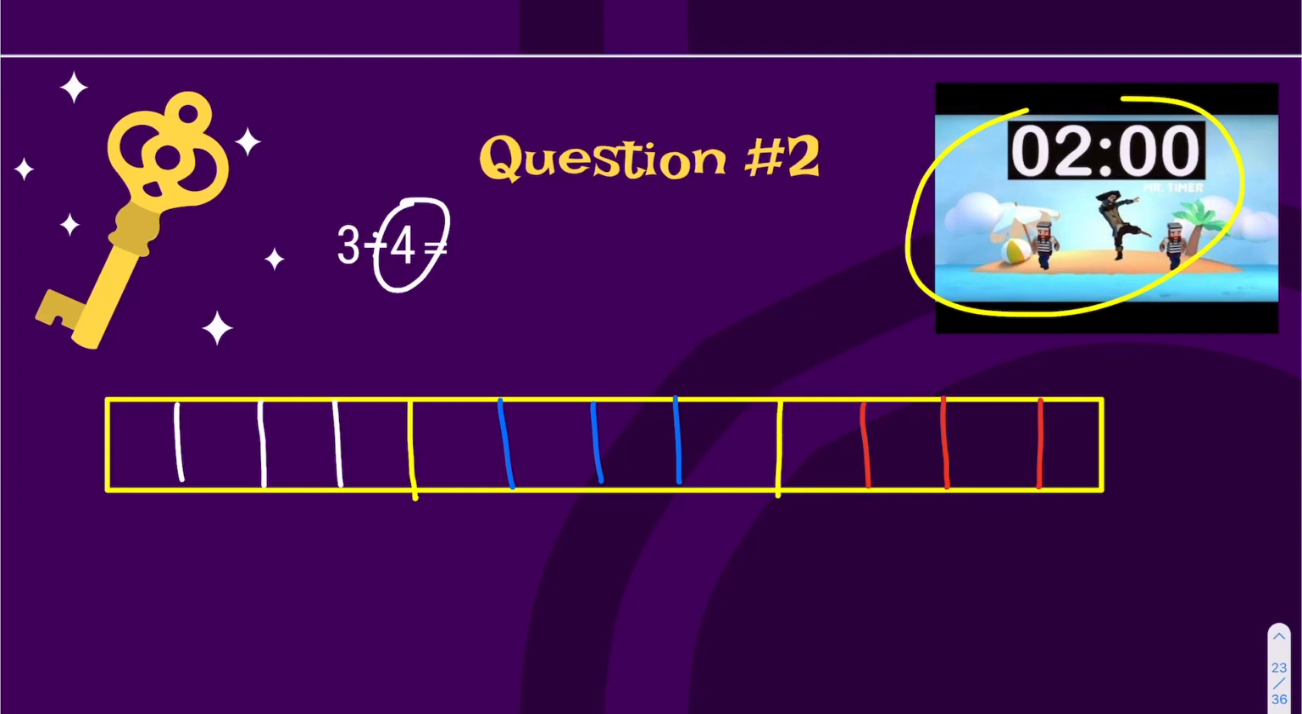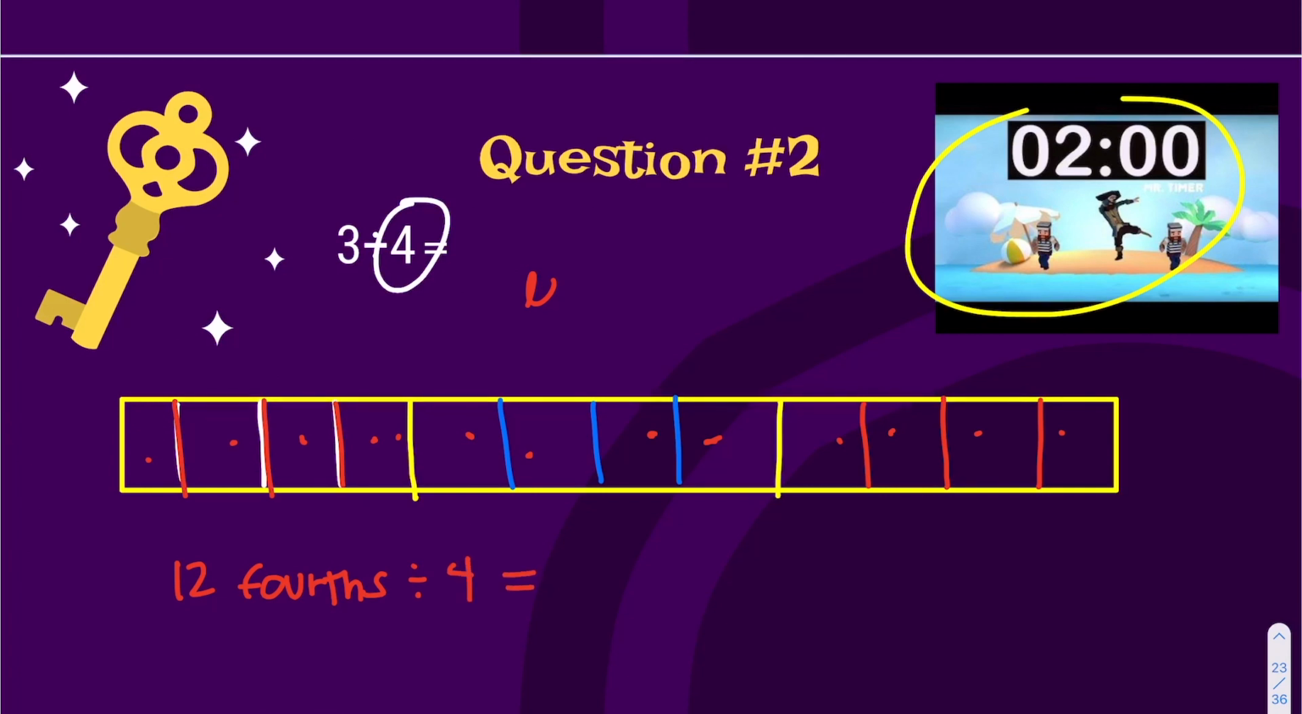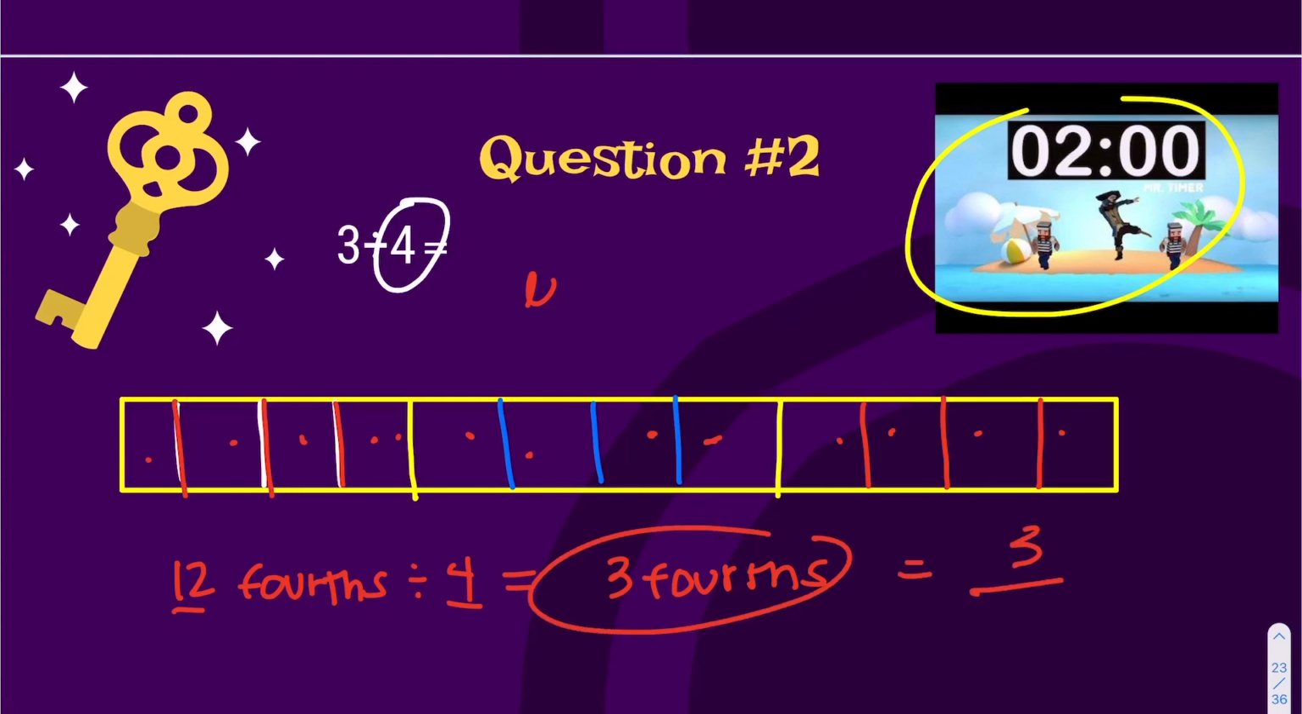Alright, so let's go ahead and start working. So notice how we just cut this up into fourths, right? So let's count up all the fourths we had. We had 1, 2, 3, 4, 5, 6, oops. Let's count one more time. 1, 2, 3, 4, 5, 6, 7, 8, 9, 10, 11, 12. So we have 12 fourths divided by 4, which equals, so 12 divided by 4 is 3. So 3 fourths, which in other words is 3 over 4.